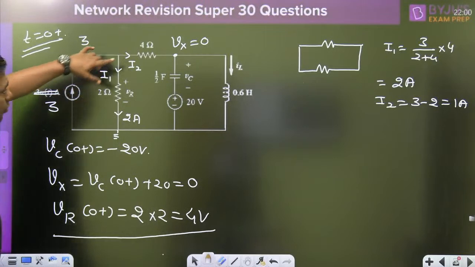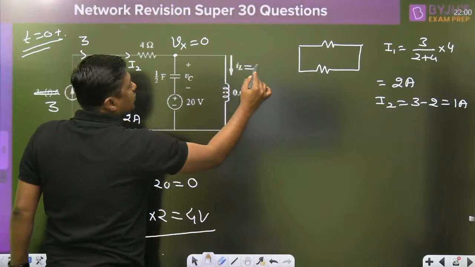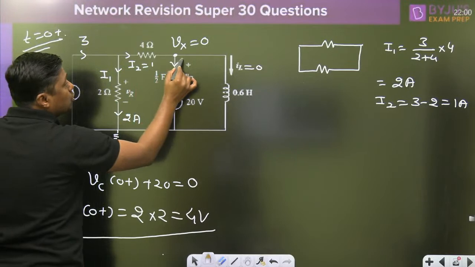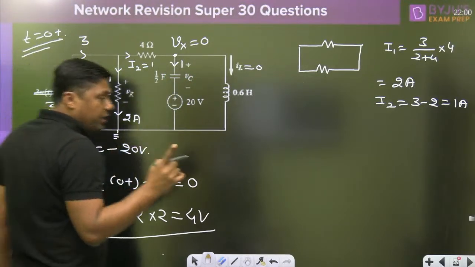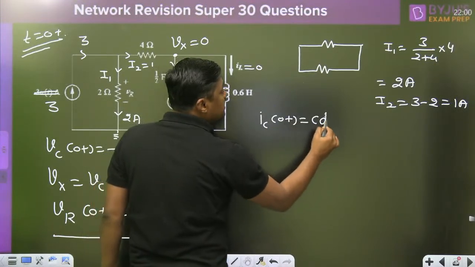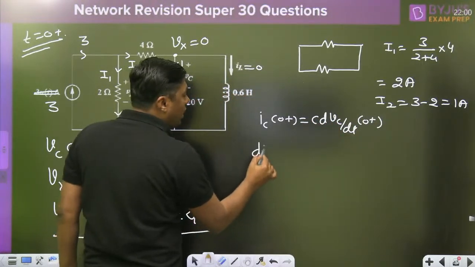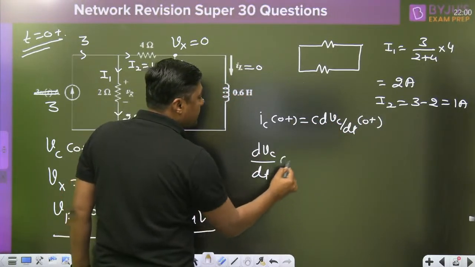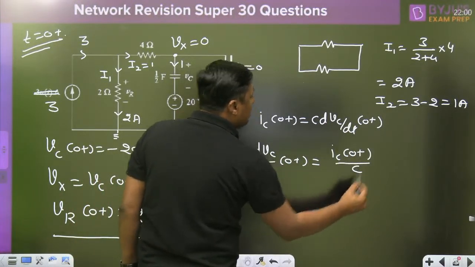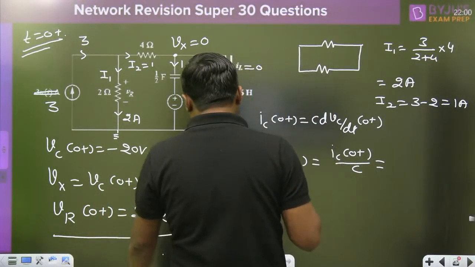Second thing, what is the dVc by dt? It may be required. So what is the initial current through the inductor? It is 0. So this 1 milliampere current will flow through the capacitor only. Always remember, IC0 negative, IC0 positive is given by C dVc by dt at 0 positive. If any question requires dVc by dt, this will become IC0 plus divided by C.